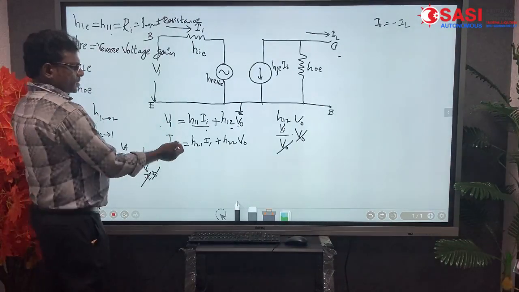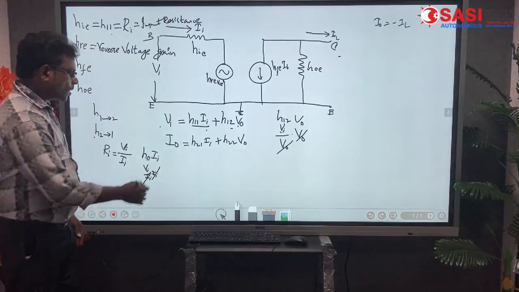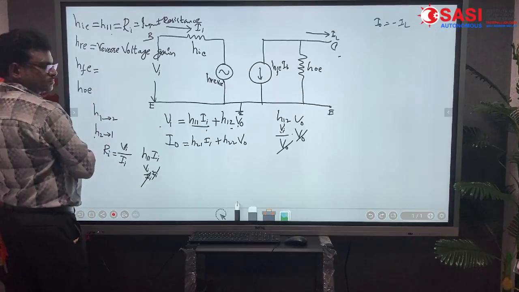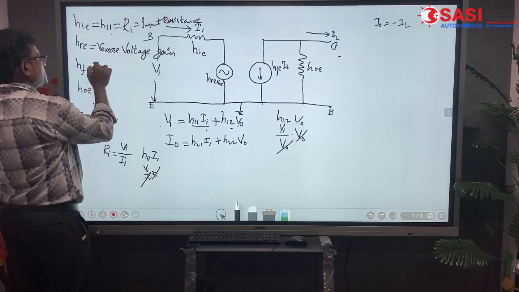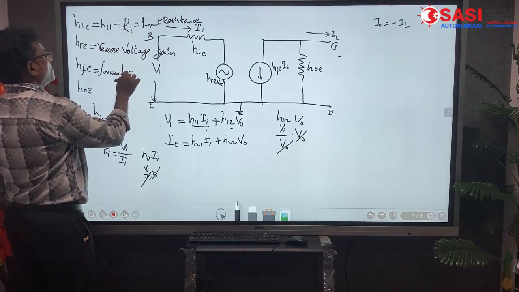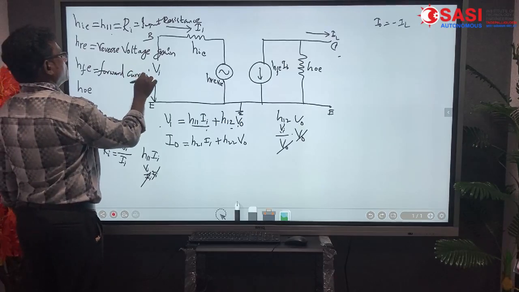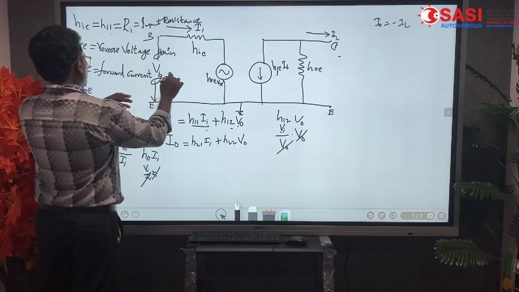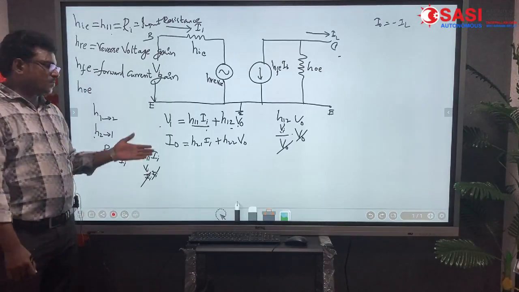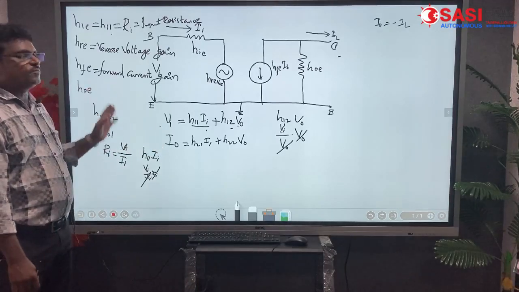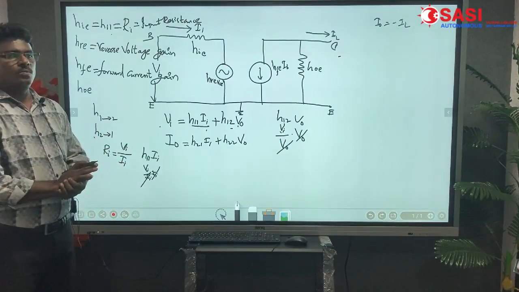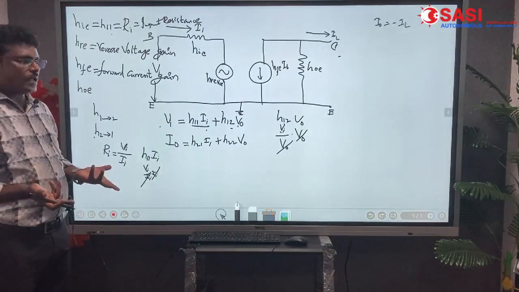Okay. Next parameter, H21, I named as HFE. This is forward current gain. According to our definition for the previous topic, voltage gain, the same definition applies to current gain: output current to input current ratio. Forward, I naught by Ii.